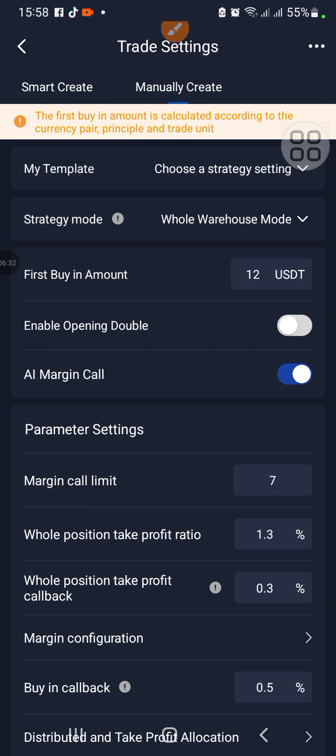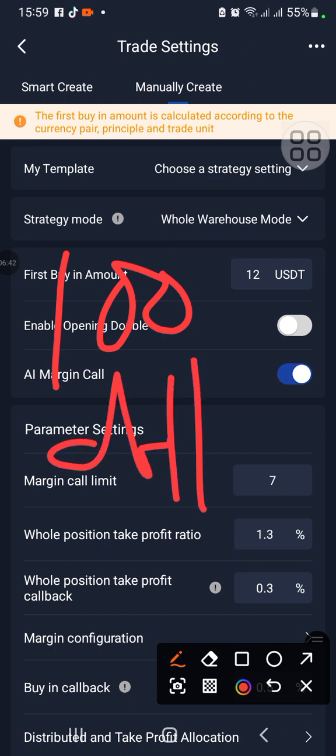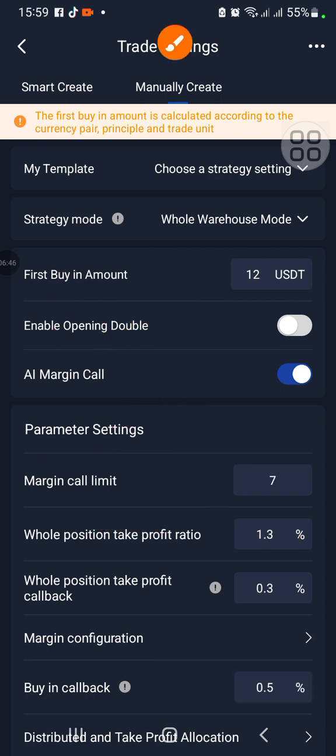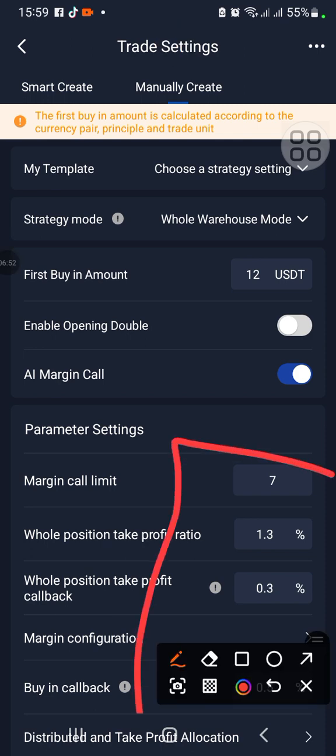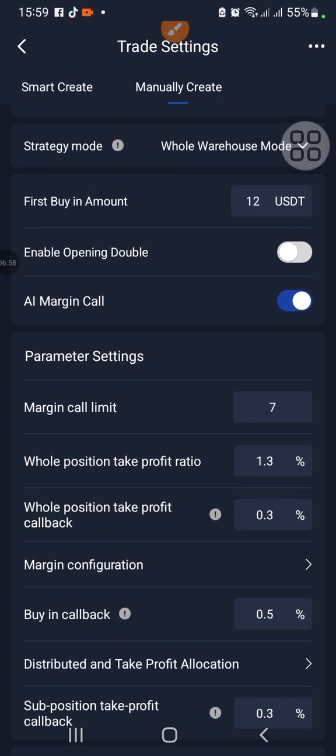So under this case scenario, I'm going to use a capital of $100. I'm going to use $100 capital. First of all, when you come here, you find these settings. These are default settings. So we need to calculate what is good. What strategy are we going to use?